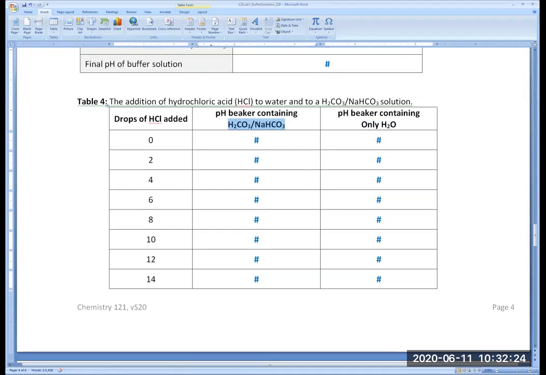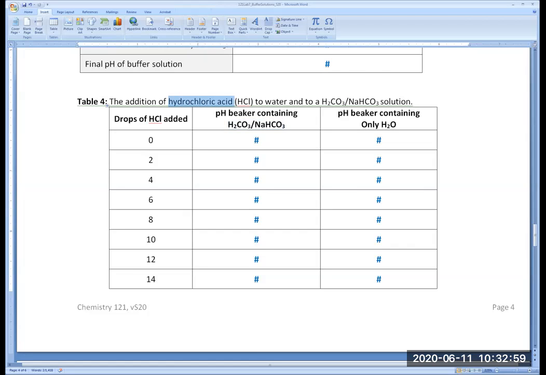So make sure you write your values in the proper column. You need to read both at the same time, right? Whenever she adds drops, 2 drops in each beaker, you need to read each value at the same time. And so you will see the pH will change. Here we are adding an acid, so the pH will decrease, overall for both.